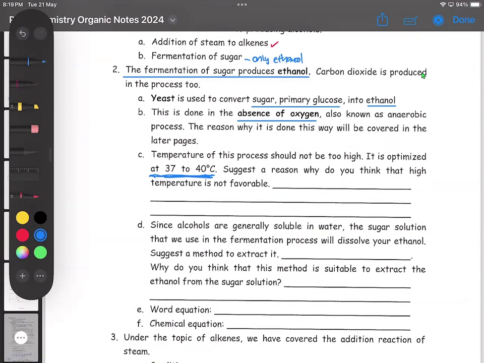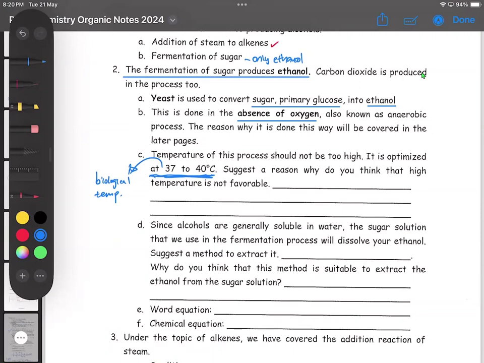Yeah, correct. Whenever you see 37 to 40 degrees, this is a very biological temperature. Whenever this kind of temperature appears, you will want to go into enzymes. Your yeast contains enzymes, or you can call it bacteria also. So this kind of bacterial or enzyme reaction occurs most of the time optimally at 37 to 40 degrees Celsius.